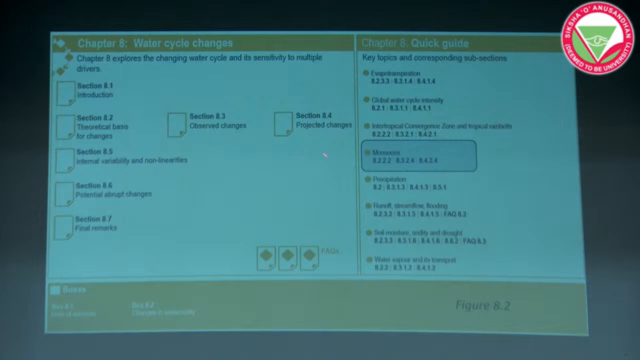I especially focused on the monsoon, which is very, very important for us. We looked at the observed changes in section 8.3, and 8.4 is projected changes. And we also looked at what are the limits to predicting it, what are the nonlinearities, what are the internal variabilities, and so on.